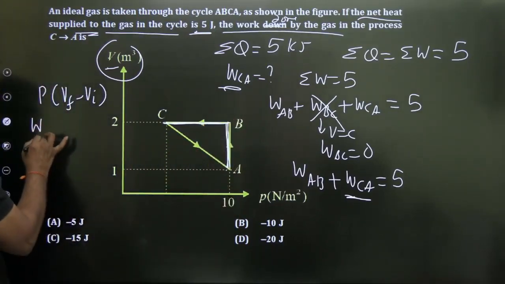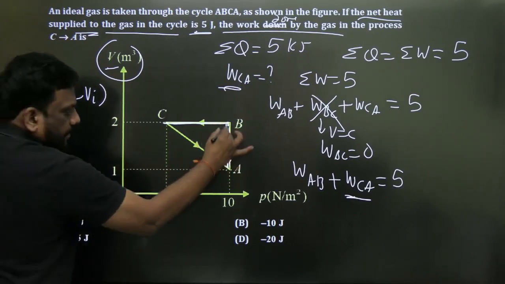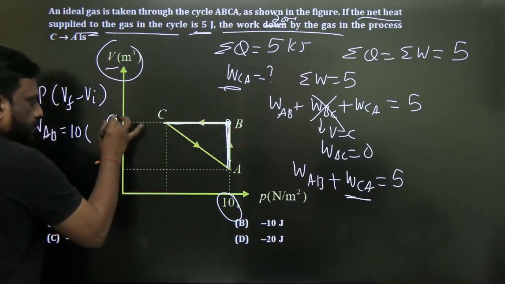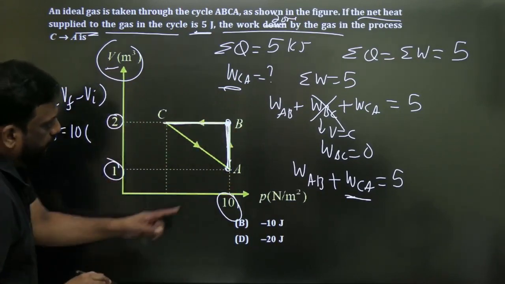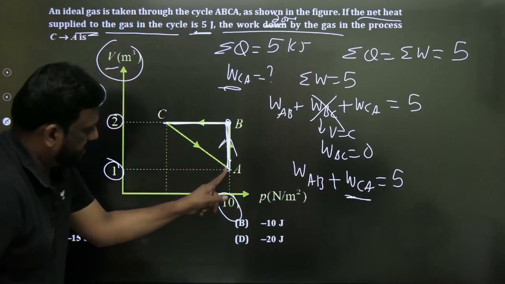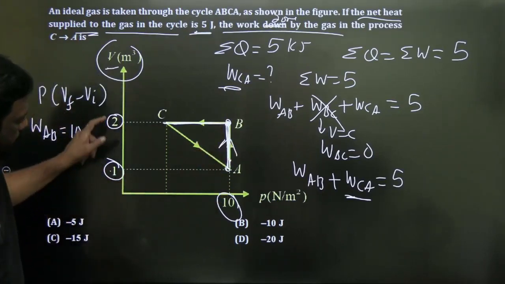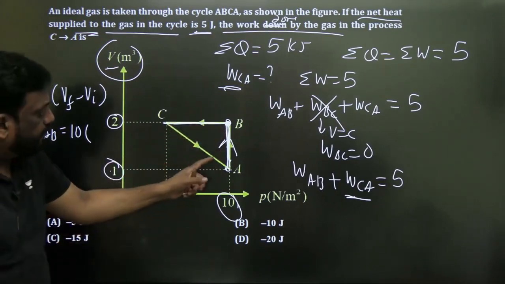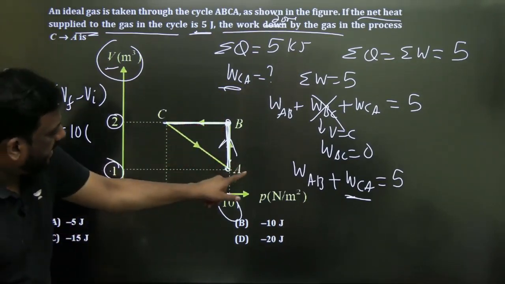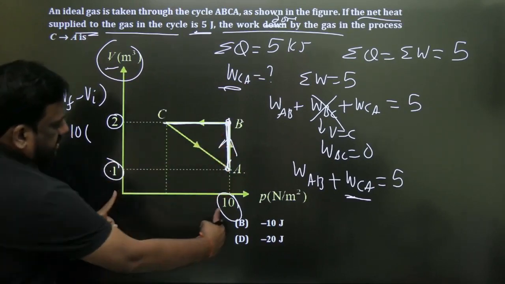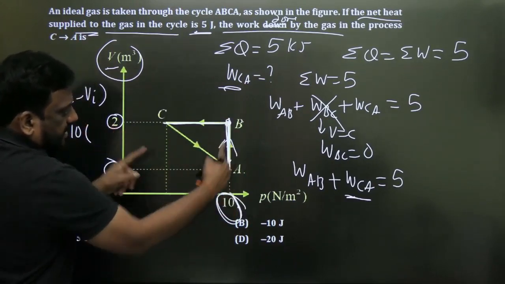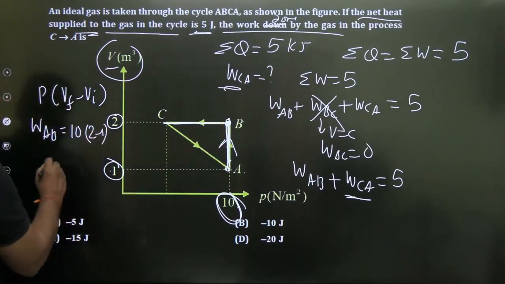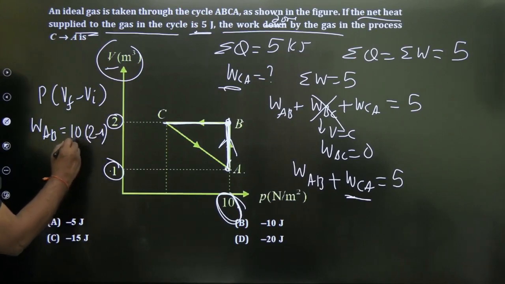So work in AB is equal to pressure. What is the pressure here? 10, into change in volume. So this volume is 2 and this volume is 1. Look at the direction the process is occurring. So it means volume is increasing from 1 to 2. Volume is increasing from 1 to 2 means it is expansion. Expansion, volume is increasing, so therefore it is a positive work. A to B is a constant pressure process. Initial volume is this, final volume is this. Change in volume is 2 minus 1, which is 1. 10 into 1 is 10.